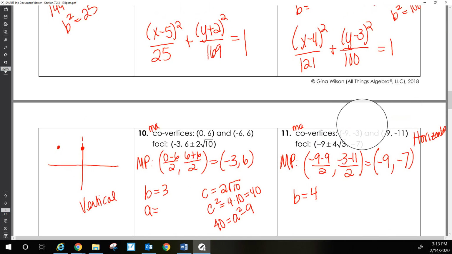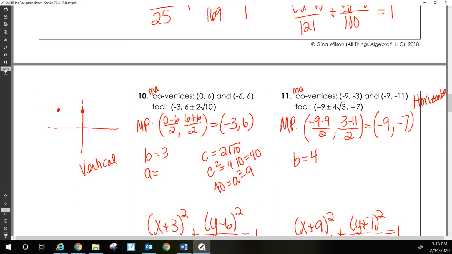I can get this to scroll up so I can erase and we can see. All right, it's the distance between negative 9 plus 4 square root 3 and negative 9. What's going to be that 4 square root 3? When we square it, it's going to be 4 squared, which is 16, times square root 3 times square root 3, which is 3. And that's going to be 42.